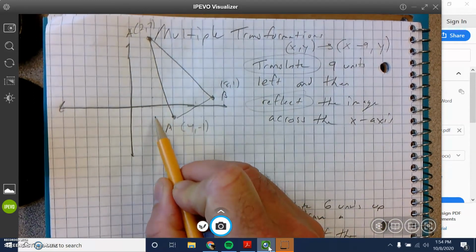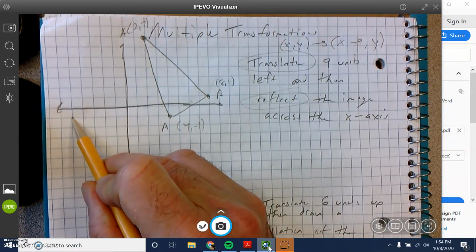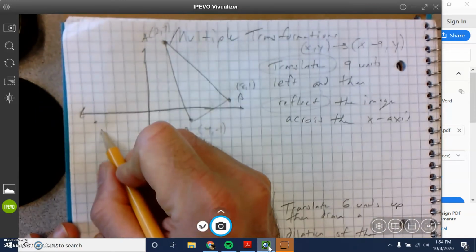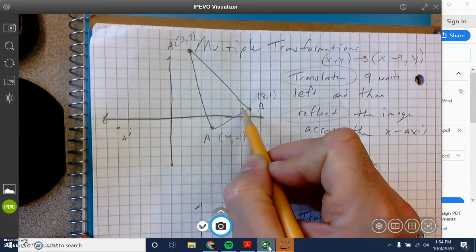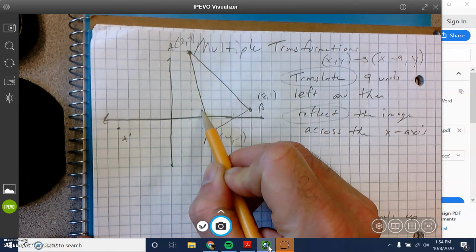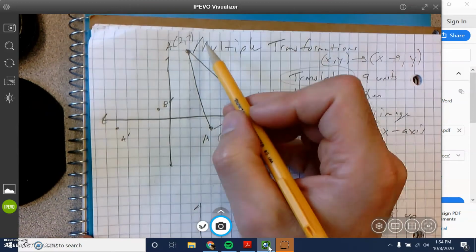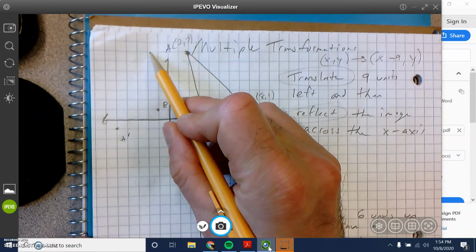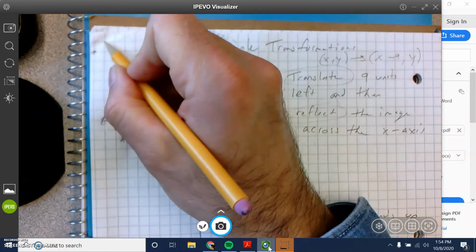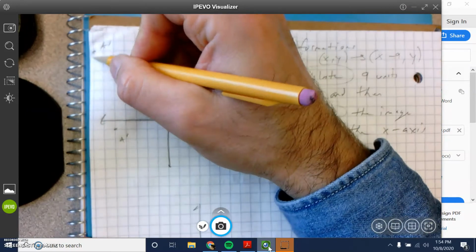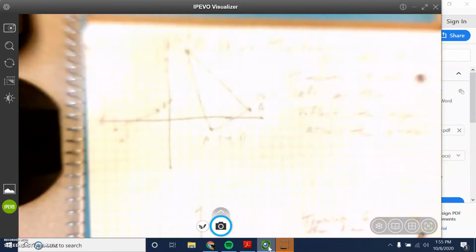So I'm going to go 9 to the left. 1, 2, 3, 4, 5, 6, 7, 8, 9. Bam. A prime. B. 1, 2, 3, 4, 5, 6, 7, 8, 9. B prime, like that. And then this is going to be 1, 2, 3, 4, 5, 6, 7, 8. Ooh, almost off the page. 9 right there. So A prime. Bam.